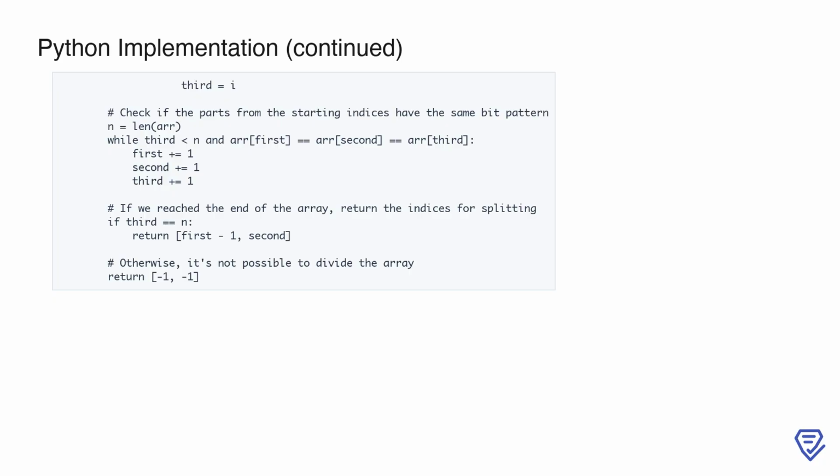If the third pointer reaches the end of the array while this condition holds true, it means the parts have identical binary patterns, and we can return the indices for splitting. Specifically, we return [first + 1, second] as the indices where the array can be divided into 3 equal parts. However, if the loop exits before the third pointer reaches the end, it indicates that the binary patterns of the parts are not identical. In this case, it is not possible to divide the array into 3 equal parts, so we return [-1, -1] to indicate failure.